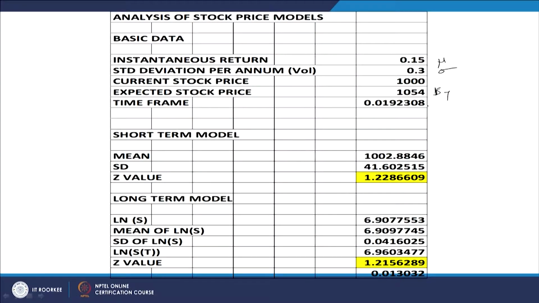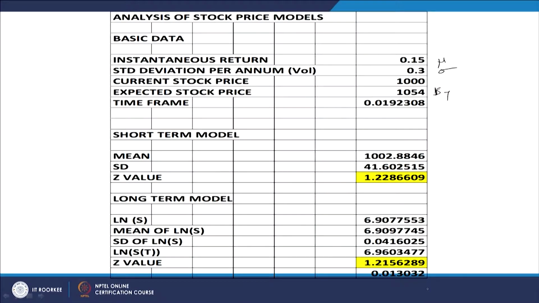What are we trying to do in this problem? We are trying to work out the probability of the stock price achieving a value of 1054 1 week from now, if the price today is 1000, and these are the given parameters: mu equal to 15% and sigma equal to 30%. We find that if we use the infinitesimal time model, the z value is 1.228. Of course, probability can then be easily read off from the normal distribution table.